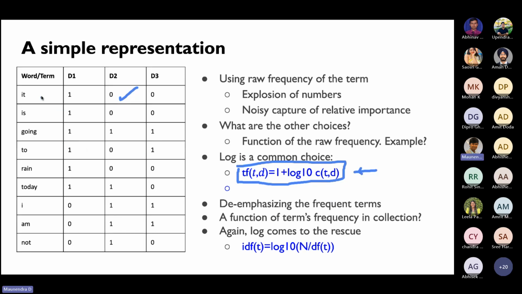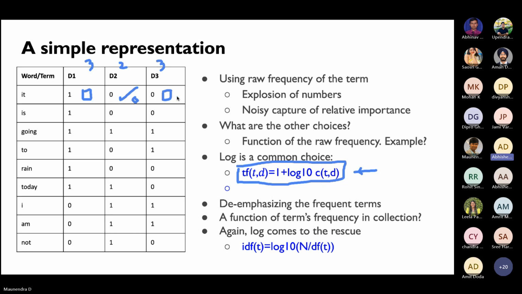Not really. Suppose the word "it" appears 2 times in document 2, 3 times in document 1, and 3 times in document 3. Then the value here and the value here will be same, and the value here will be less than that value. But if in document 2 also it is 3, then it will be same, right? Just like in D1 and D3, the counts are same, so the values also will be same here. Yeah, so that's my question.